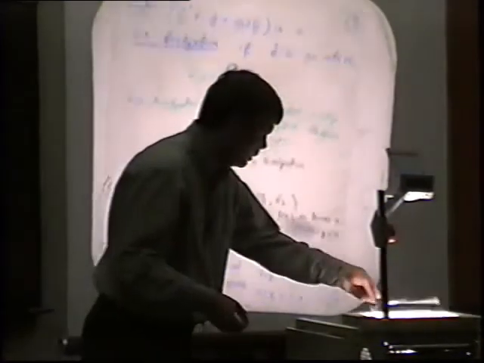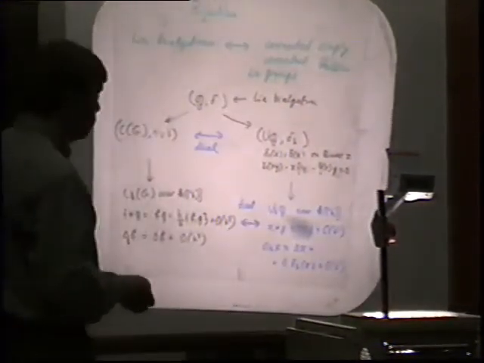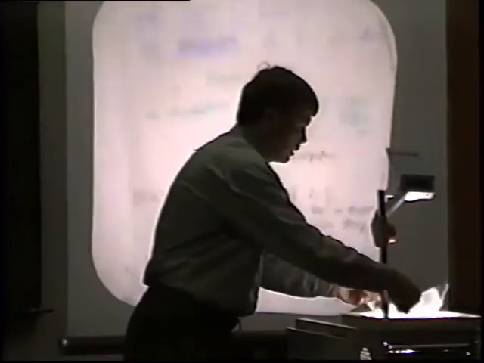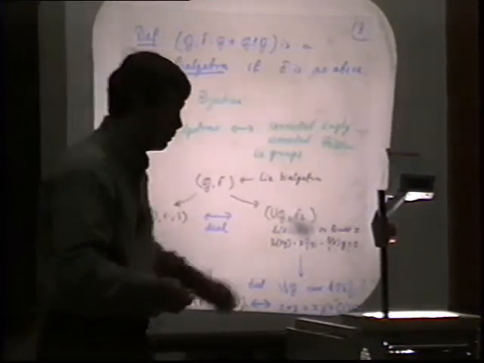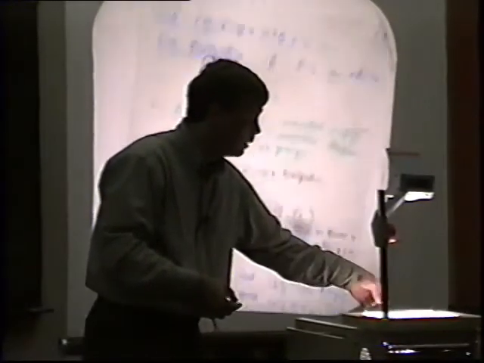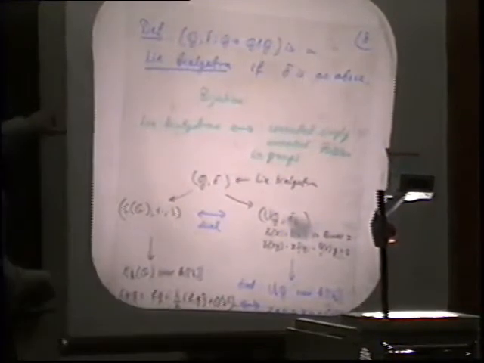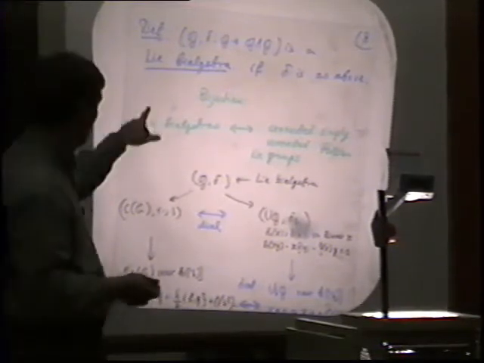Now, delta could be 0, right? Yeah, that's the easiest example. If delta is 0, you have a trivial Lie bialgebra structure on the Lie algebra G, and it's the easiest case. The other case is when the Lie bracket is trivial, which means that G dual is a Lie algebra with trivial one-cocycle delta.